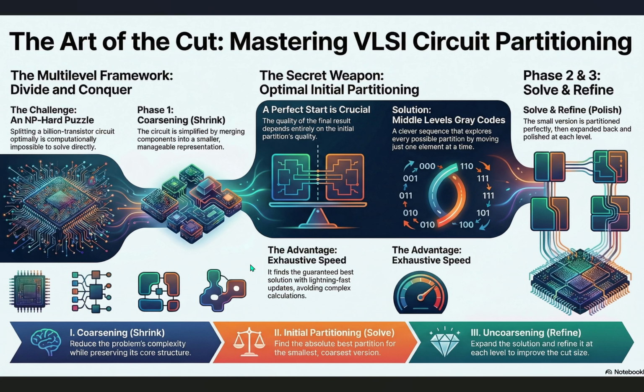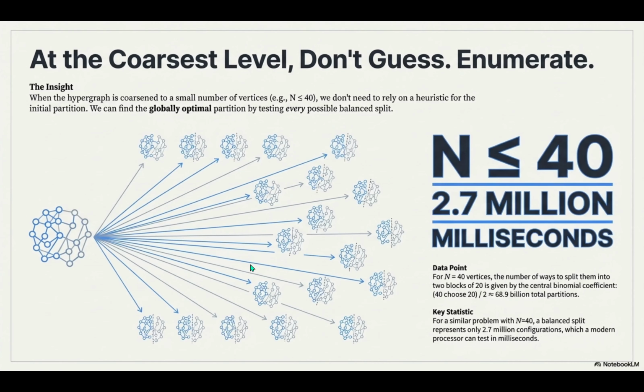So how do you guarantee a perfect seed? This brings us to the most, I think, surprising part of this whole strategy. It is. Because for that smallest, coarsest graph, the one where n is less than or equal to 40, we ditch the heuristics. We don't guess. We use exhaustive enumeration. Exhaustive enumeration? You mean brute force. You check every single possibility. I thought that was always the thing you're supposed to avoid. It usually is. But here it's actually feasible.